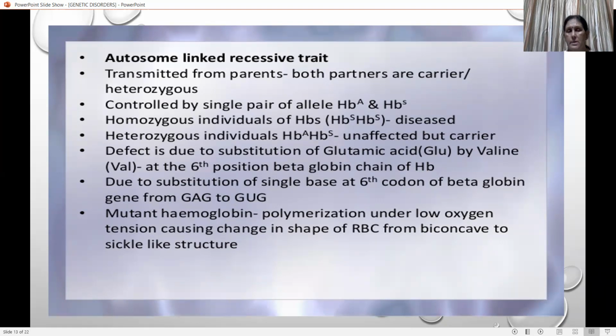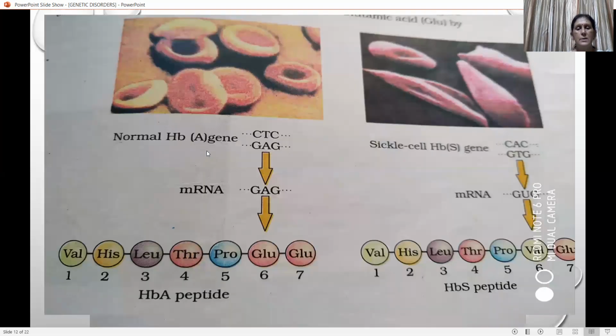So since we know that RBCs carry oxygen, and it is a very important function in the circulation of blood and helps in gaseous exchange, but due to the structure of the RBC changing into a sickle cell, it does not carry the oxygen efficiently into the next circulatory system.